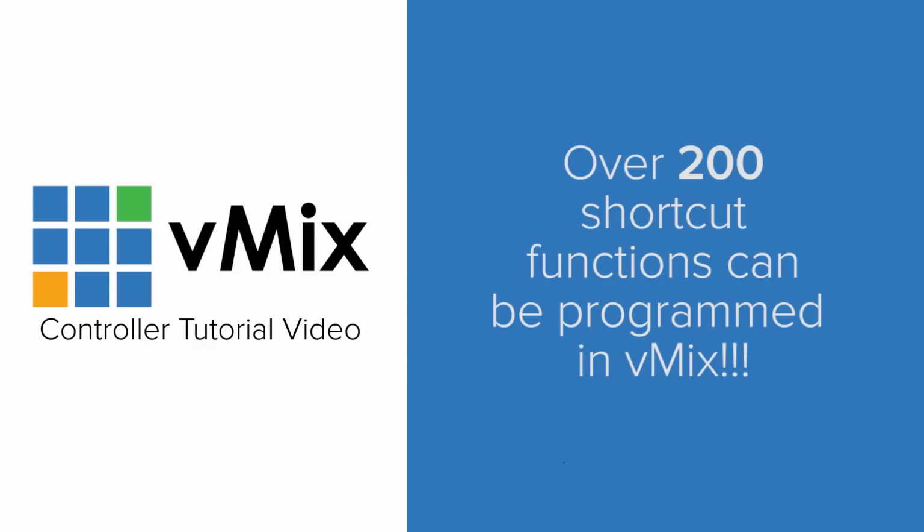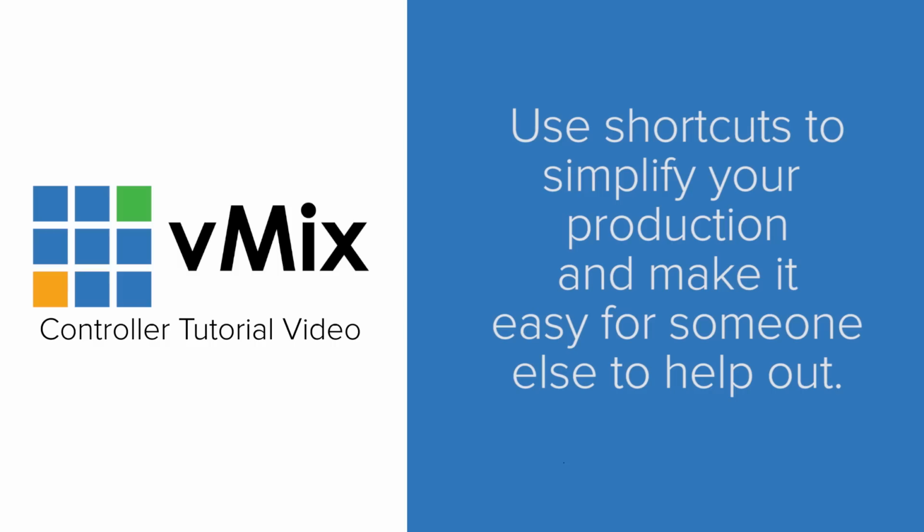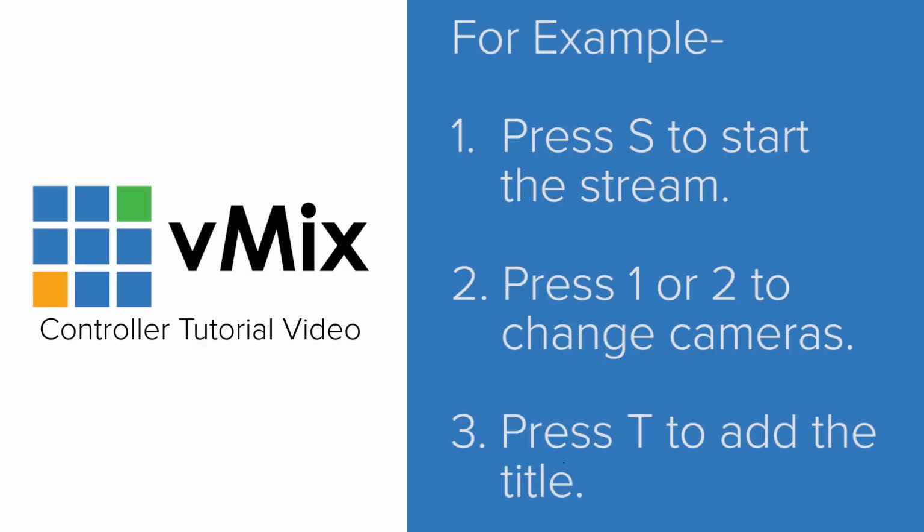Now, vMix has over 200 shortcuts in the function menu, so you can pretty much set up your keyboard to do anything that you like there. Creating shortcuts in vMix can help streamline your entire production. So instead of navigating around with your mouse, you can just press a button on a keyboard or a device. It also makes it easier to hand off production duties to someone else. You can create a list for them to do and say, you just need to press this button to start the stream, press this button to change the camera, and press this button to overlay a title. So basically three or four buttons and you've got yourself a production going.